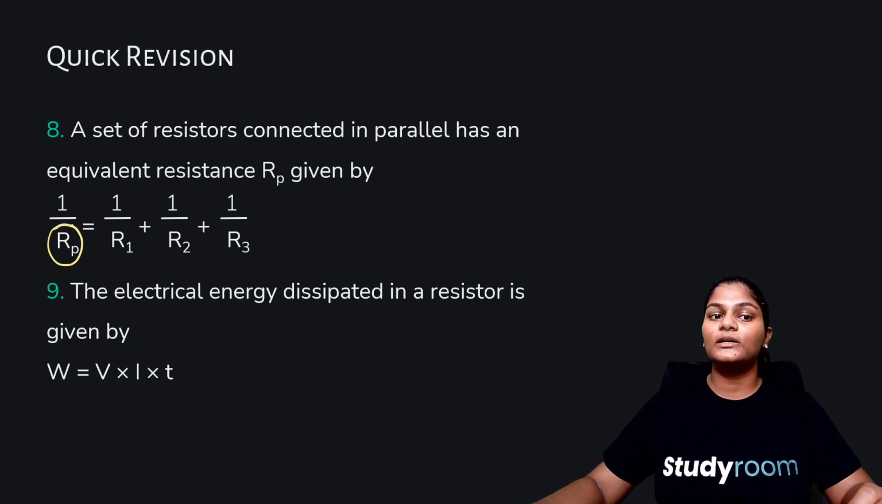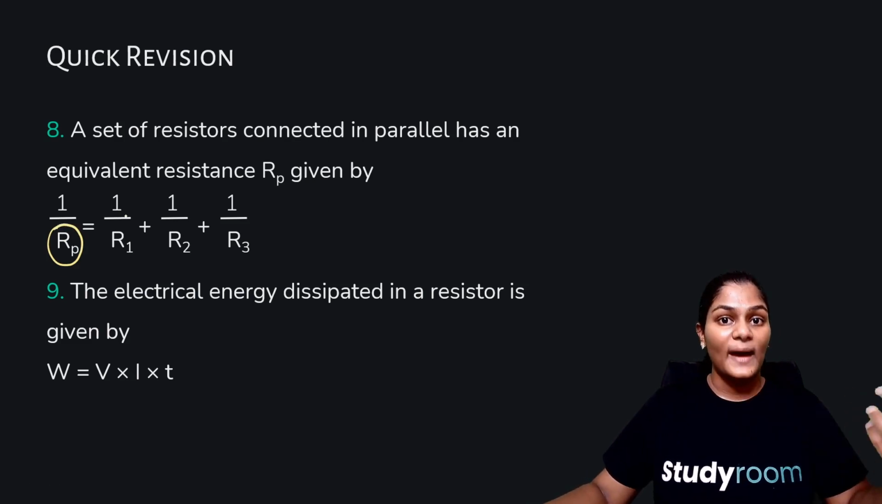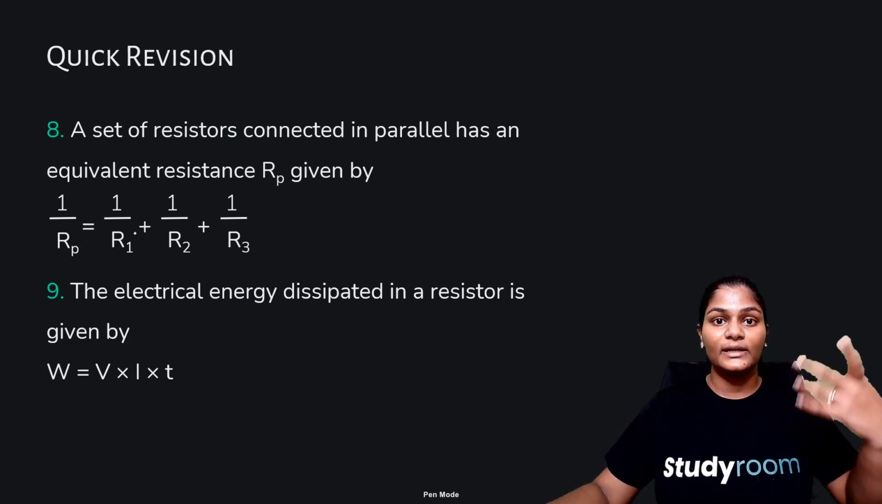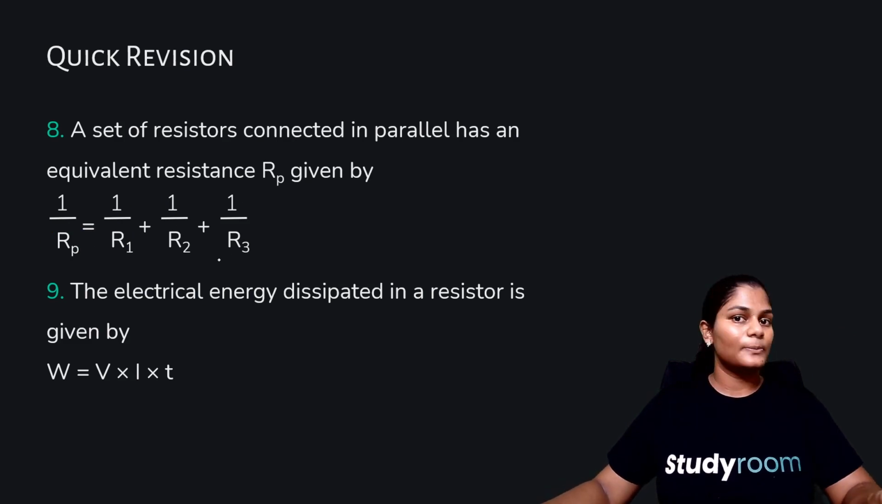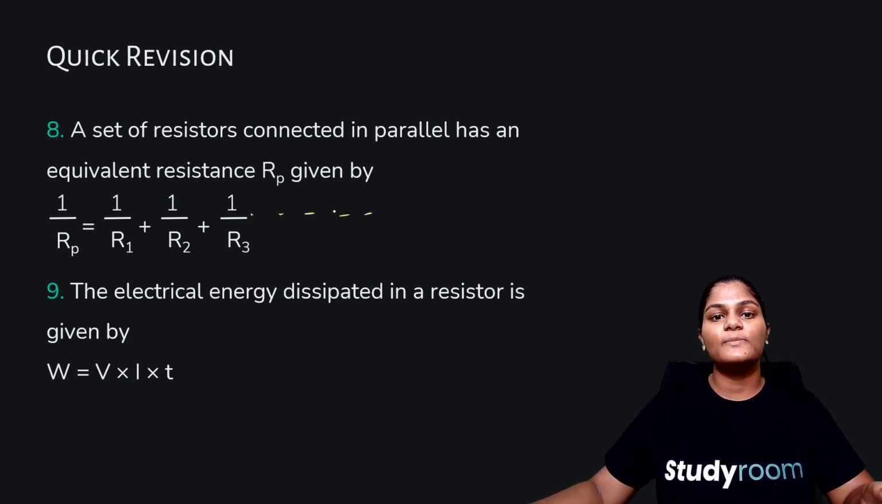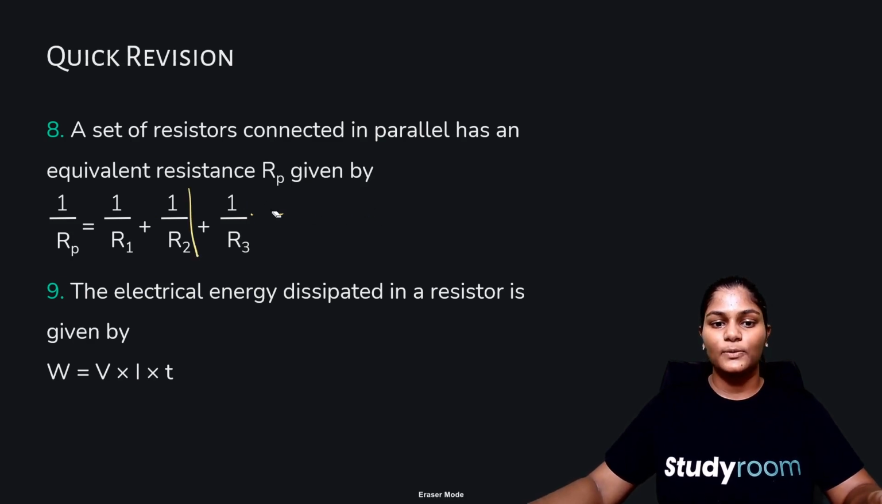And in the case of the parallel one, it is always 1 upon Rp. This Rp is the equivalent resistance for parallel resistors, that is, resistors connected in parallel. 1 upon R1 plus 1 upon R2 plus 1 upon R3, similarly, as many resistors as there are. If there are only 2 resistors, it is going to end at 1 upon R2.